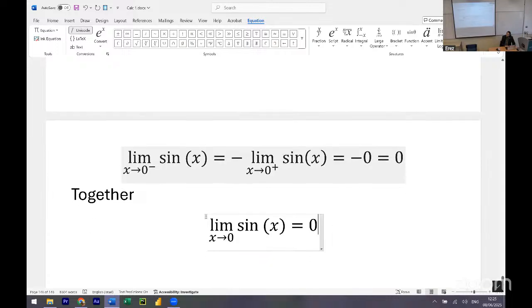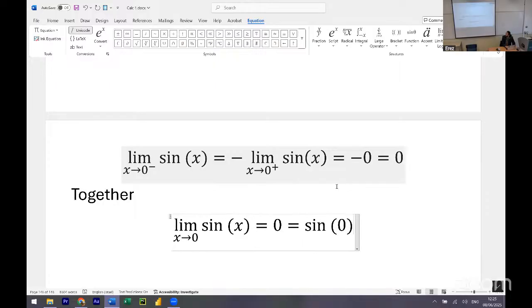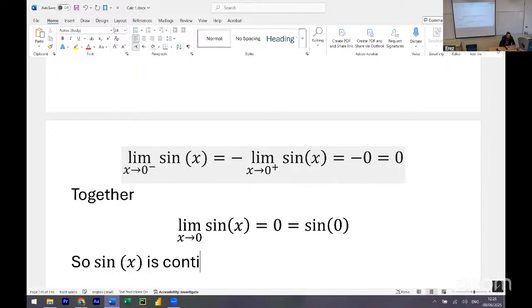And what does that tell us? I'll hint. It's also the sine of 0. So the limit of sine at x equals 0 is 0. That's because it's left and right. Yeah, but what does that tell you? What do we call that equation here? Exactly. So sine is continuous at 0.